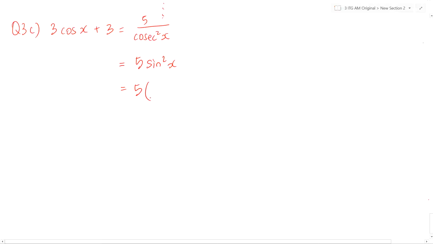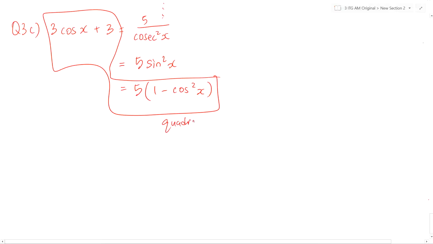Sine square, and in terms of cosine square, what is it? 1 minus cosine square x. Then you have a quadratic again. So you will get cosine x equals something, or cosine x equals something. Yes. And you can solve. So for those who require help for 3B and 3C, after looking at this, do you think you can manage now? Is this something that you can do by yourself also? If you think through what is required and what we have learned. Yes.